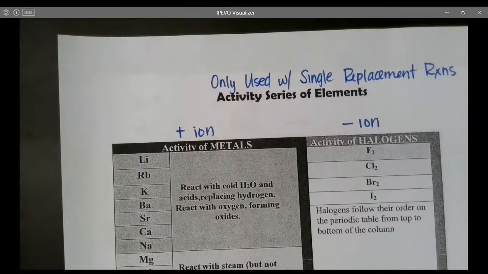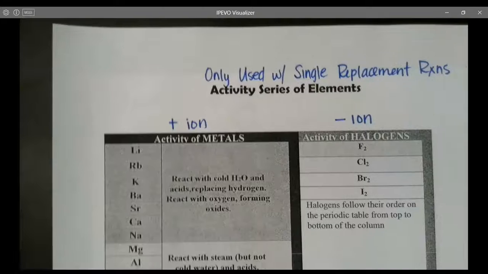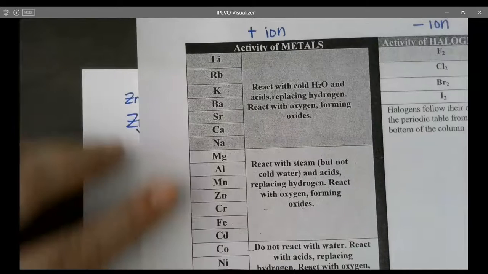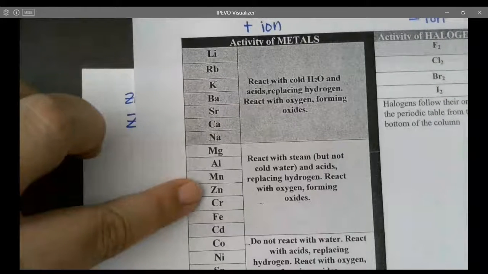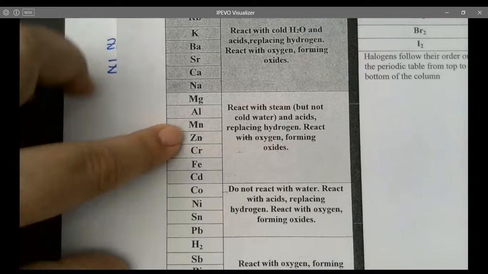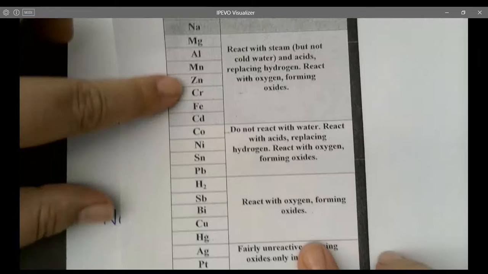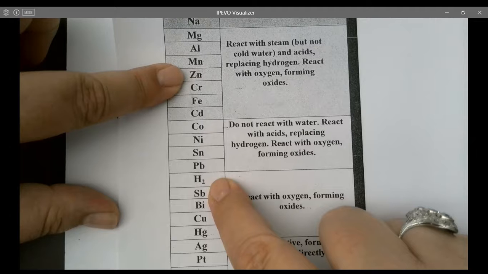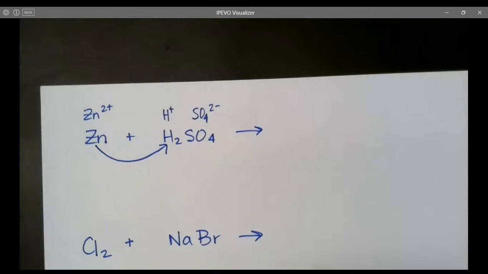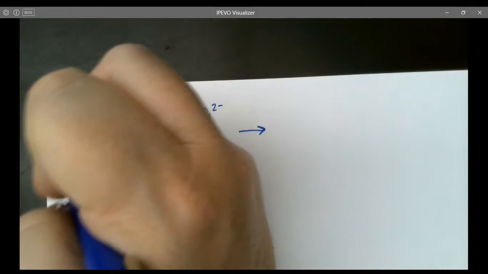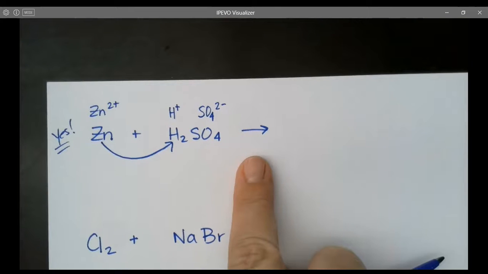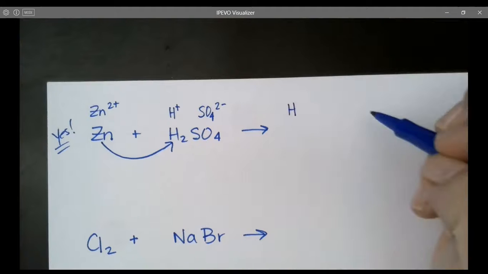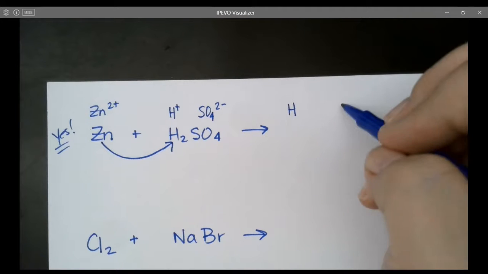Then we pull back that activity series again, and now we've got to determine, is zinc higher than hydrogen? So I look on my chart and I find zinc here, and I find hydrogen right down here. So zinc is over hydrogen, and this reaction can happen. So now I know that this is a yes. So I'm going to say, okay, now if zinc kicks hydrogen out, that means hydrogen is going to come over here onto the other side all by itself.